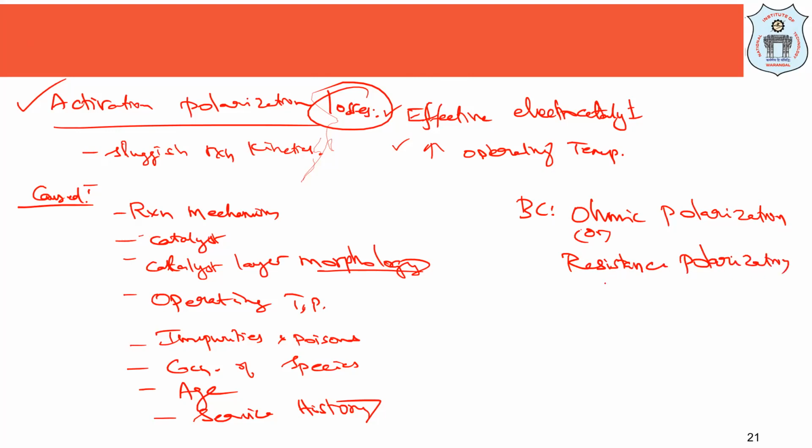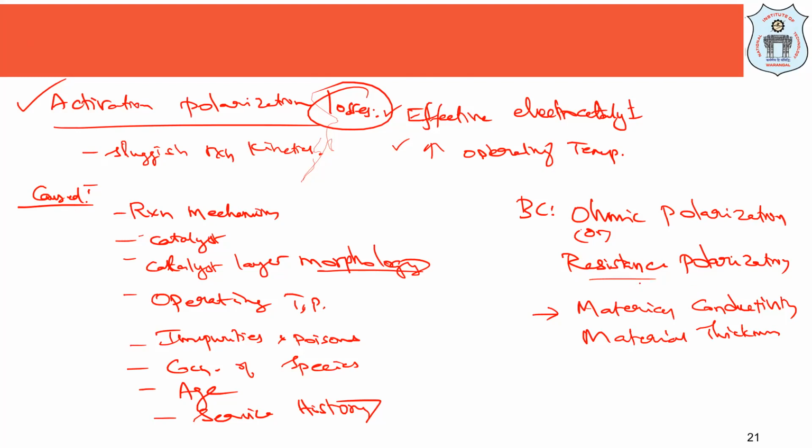What is that? The resistance is based upon the conductivity, right? So it depends upon the material conductivity. In the external circuit, whatever copper wire or other wire you are using, the material conductivity and material thickness, and the length of the wire, all that will determine this ohmic or resistance polarization.